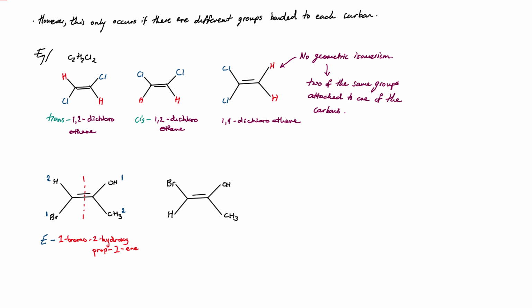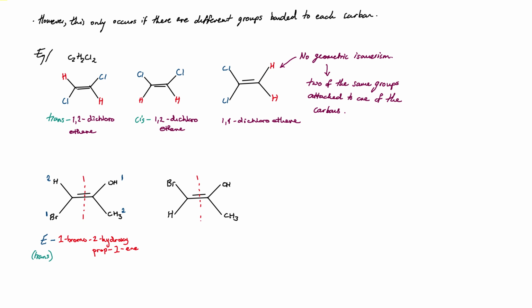And because they're on opposite sides, you may also be able to class this as trans. So you compare E and trans together. You could say it's trans-1-bromo-2-hydroxyprop-1-ene, but it is more appropriate for us to use E and Z prefixes here. Now we need to do the same thing on the second molecule here.